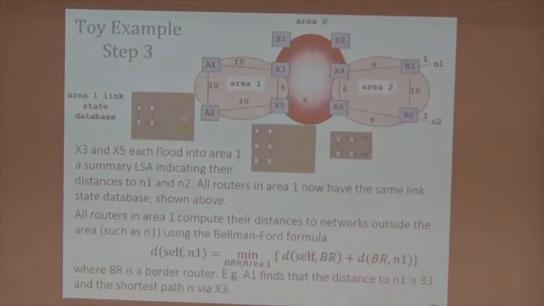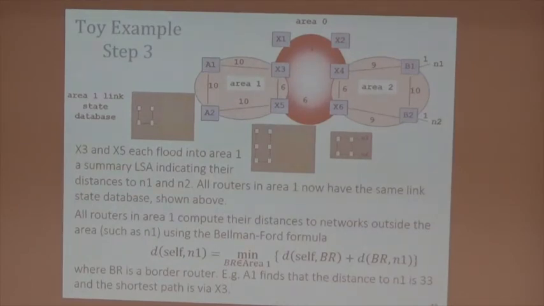So X3 and X5 have this information, which is in yellow and hard to read, but they show, for example, X3 has the two values we've given before, distance 23 and 22, and X5 has the distance 22 and 16. So X3 and X5 inject this information into area 1. It's the same mechanism as we saw before inside area 0. By flooding in area 1, all routers in area 1 have this topology database.